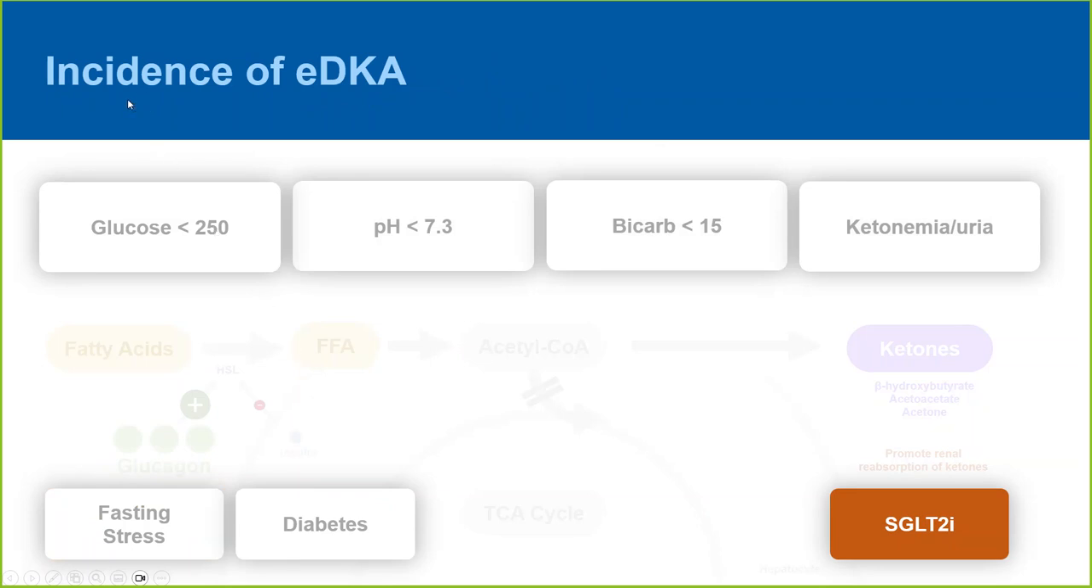But I figured next we could talk about the incidence of this euglycemic DKA occurring in various settings, in states of fasting and stress, such as the perioperative setting, and in patients with and without diabetes, and in those taking SGLT2 inhibitors.